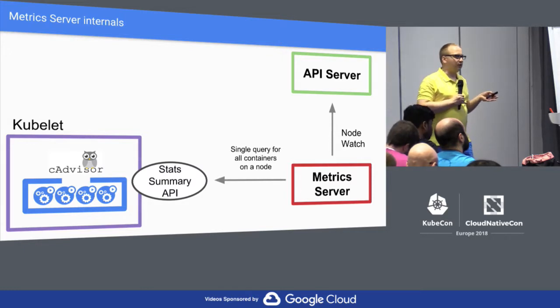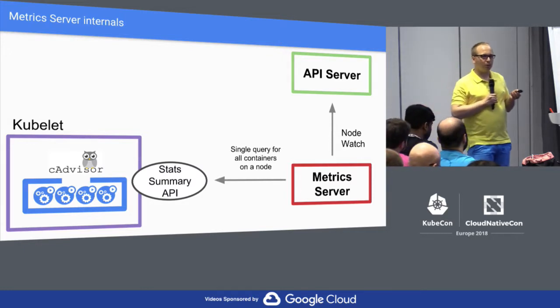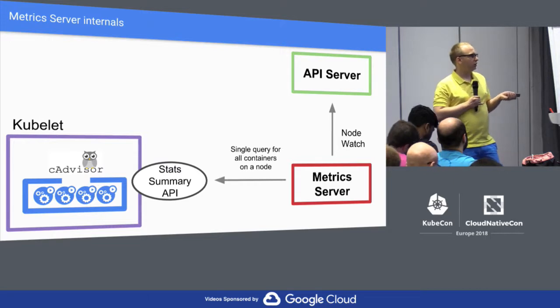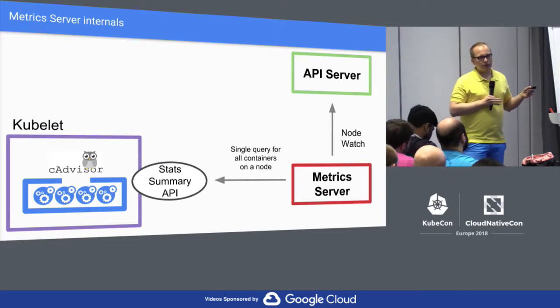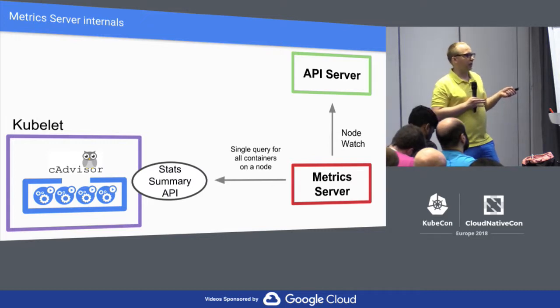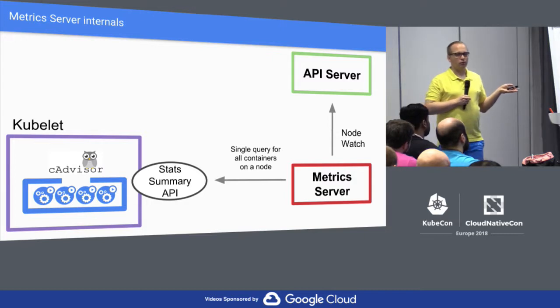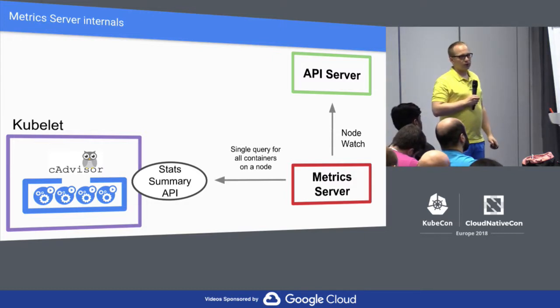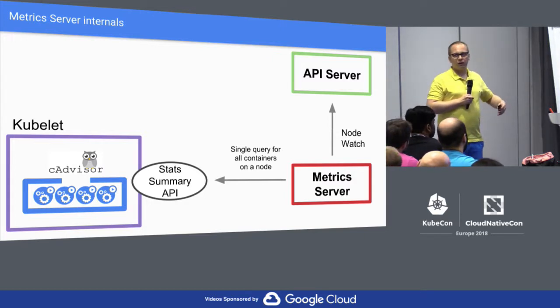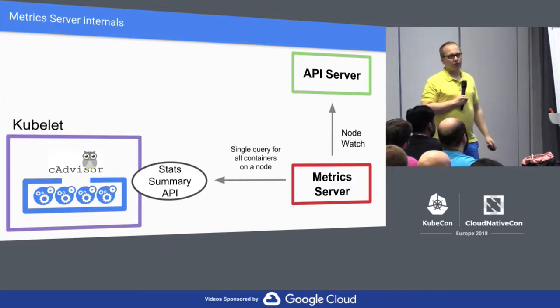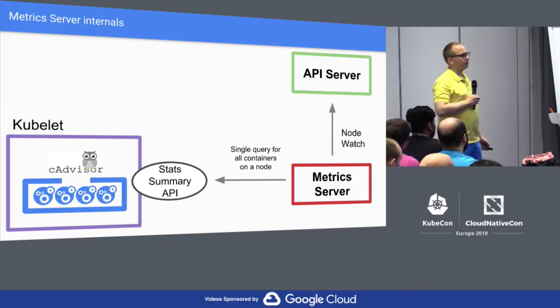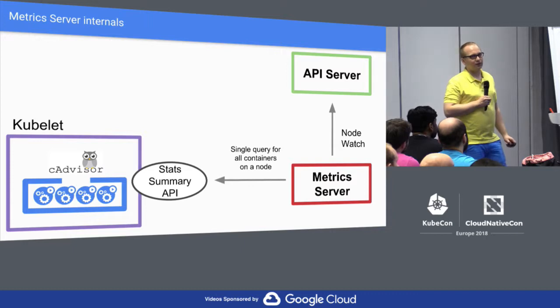It uses something between 3 and 4 megabytes of memory per monitored node. And if you specify a large enough memory request, it easily scales to 5,000 nodes. So in order to monitor 5,000 nodes, you just need to specify a memory request of 20 gigabytes. But that's not that much for a 5,000 node cluster, yes?